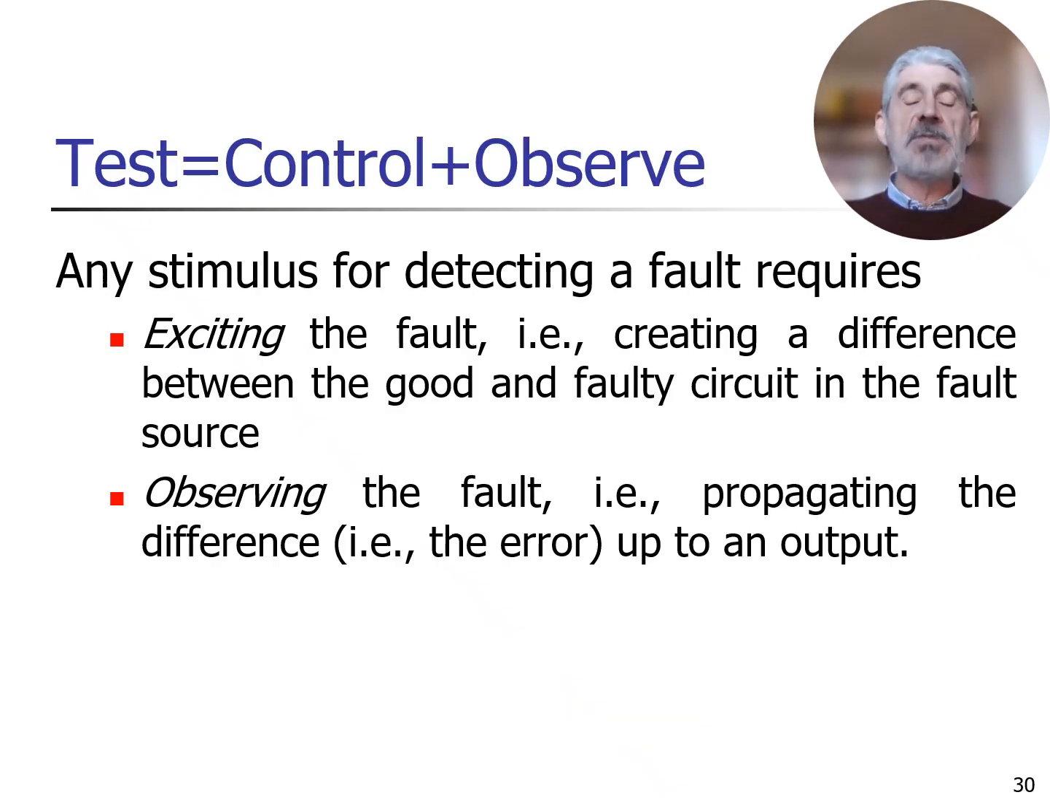Once again, this means that I need to force the input values, taking into account the need for exciting the fault, forcing the fault location to a value which is the opposite of the one forced by the stuck-at, and then propagating this difference, the difference that I created in the fault location, up to at least one output. And this is the propagation or observation part.